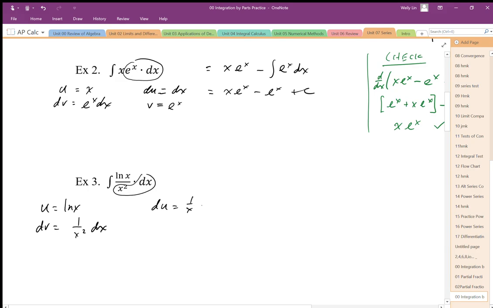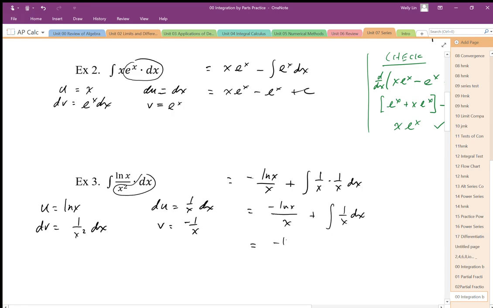So here I'm going to differentiate again. I'm going to differentiate this to get my du. I'm going to integrate this to get my v. I'm going to plug it into my formula, so I get negative log x over x minus, it's going to be v du, so it's going to be negative negative, so that's going to be plus, and 1 over x times 1 over x dx, or 1 over x squared. So I get negative log x over x plus the integral of 1 over x squared dx.